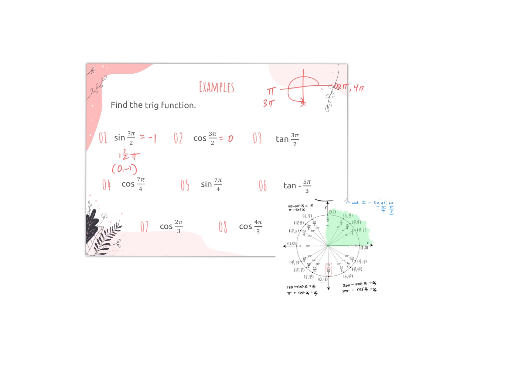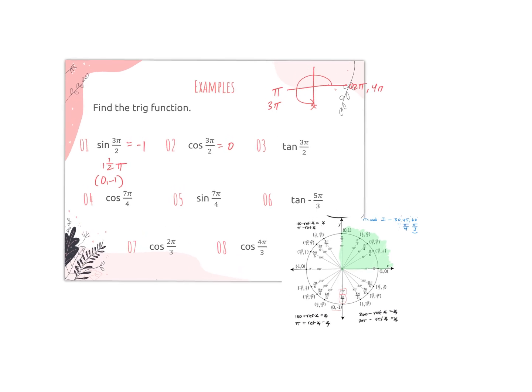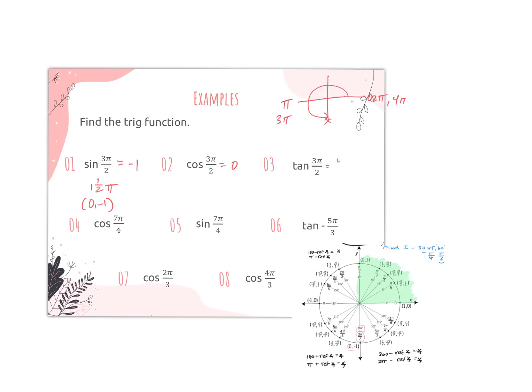The tangent of 3 pi over 2 is going to be, remember, tangent is y over x, and so the y value is -1, the x value is 0, and so that would be undefined. And so that's the tangent.